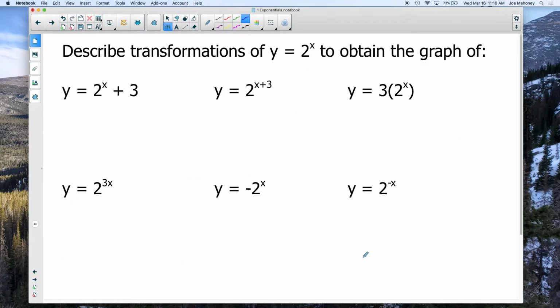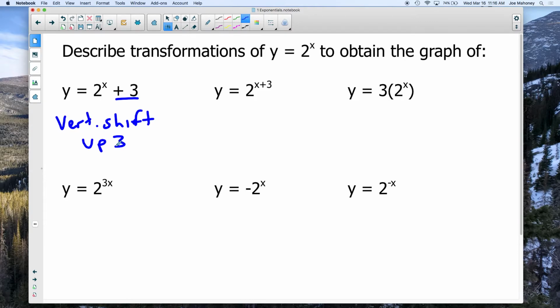All right, so now if you know what the graph is like, and if you understand your transformations, you can tell me how each of these graphs are formed from the graph of y equals 2 to the x. Again, pause the video and then come back. Welcome back. Okay, well, like before, this plus 3 means it's a vertical shift. You're going to be moving that graph up 3. That's what the number on the end does. It moves it up or moves it down.